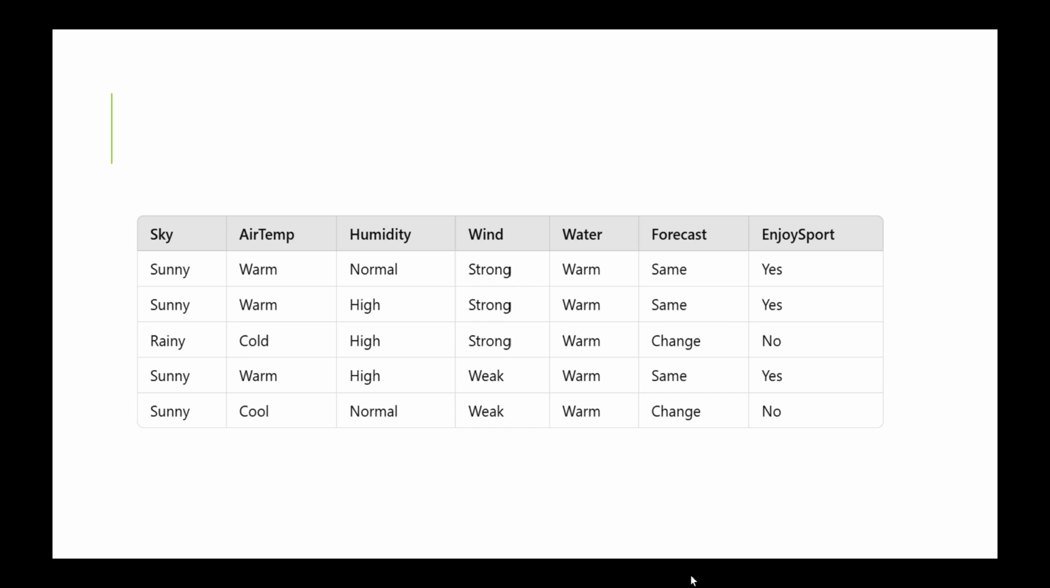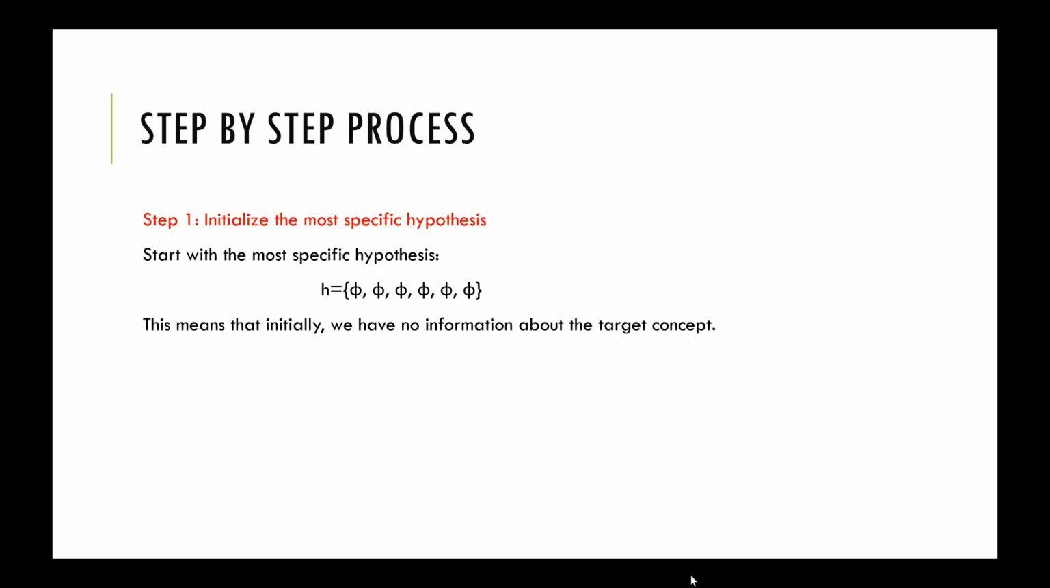Forecast is same or change. Based on the records, we have a total of five records. In that, three are yes and two are no. So while comparing, we are going to eliminate the two records wherever enjoy sport is no. Only the three records we are going to compare. Initially, we are going to take the phi value. Let us see how it is going to be processed.